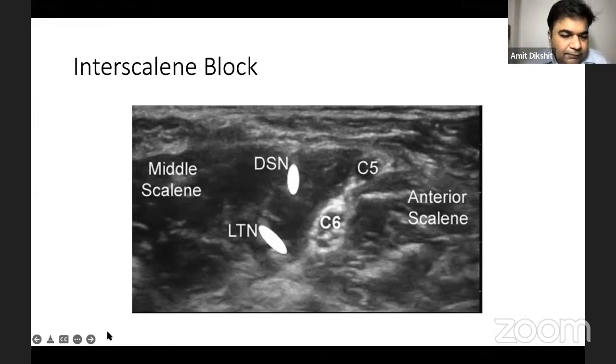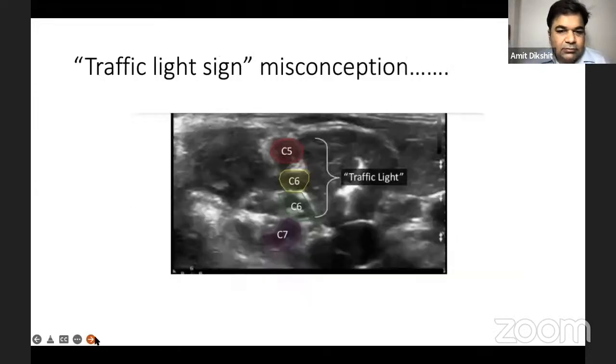Now, as we see C5 and C6, the traffic light sign, but this may not be exactly C5, C6, and C7. There may be anatomical variation, with C6 dividing into two. So when we pass the needle between these two, it could be an intrafascicular injection. So it is a good idea to do a paraplexus block instead of intraplexus.